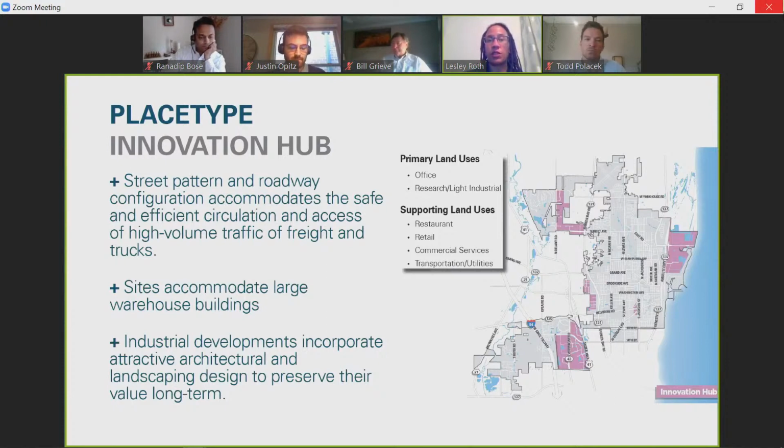So some of the industrial developments include commercial or retail uses, but primarily the industrial hubs, as we envision them in the future, would have office, research, and light industrial. These uses are starting to move into these areas already. However, there is more opportunity for innovation and industry, including light manufacturing, in these areas.